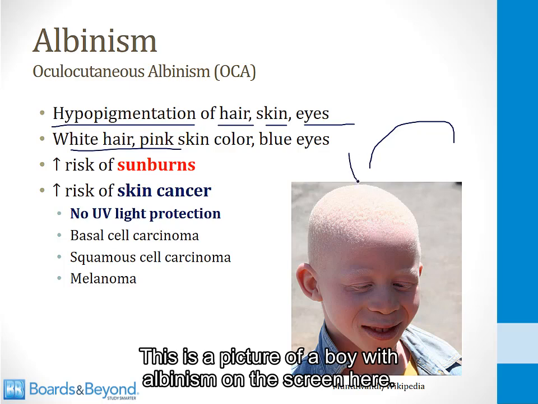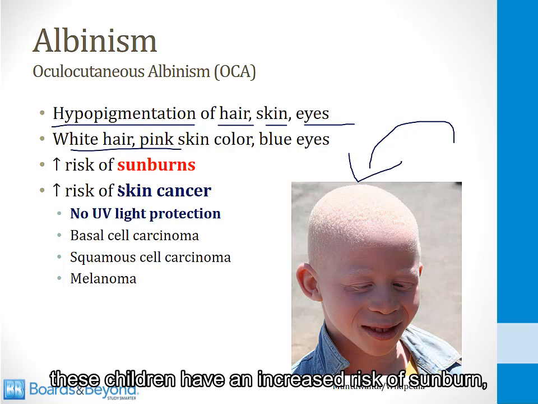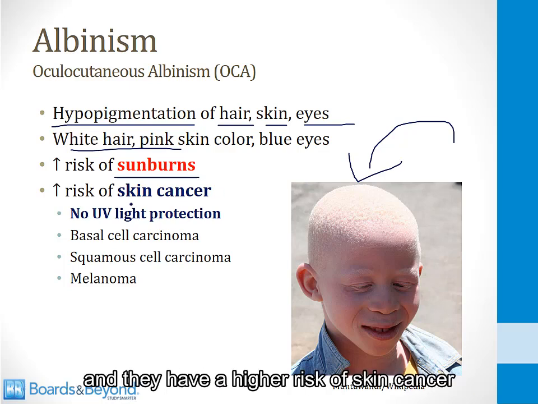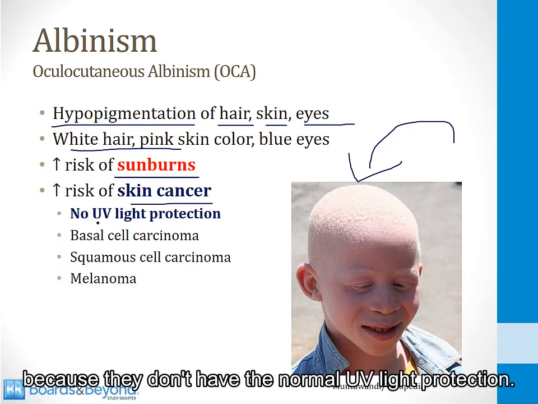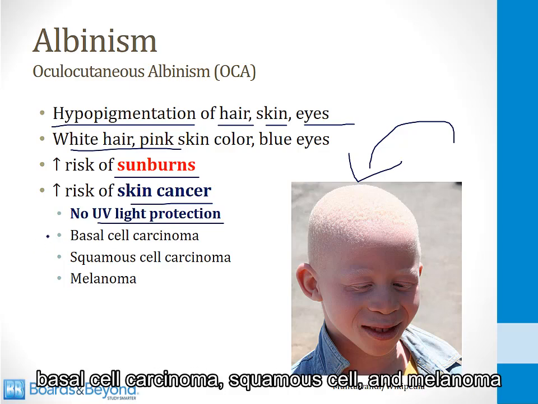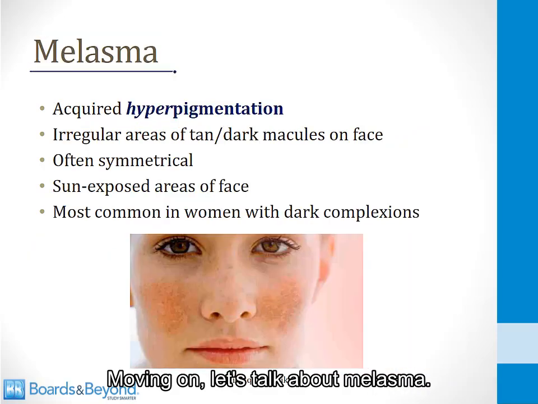This is a picture of a boy with albinism on the screen here. In addition, because one of melanin's roles is to protect from ultraviolet damage to the skin, these children have an increased risk of sunburn. They tend to sunburn very easily, and they have a higher risk of skin cancer because they don't have the normal UV light protection. So all forms of skin cancer, basal cell carcinoma, squamous cell, and melanoma are found at higher rates among people with albinism. Moving on, let's talk about melasma.